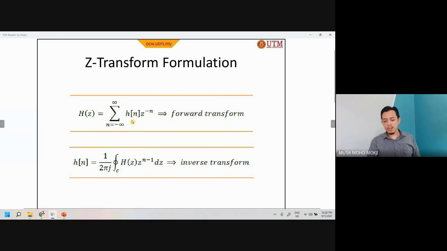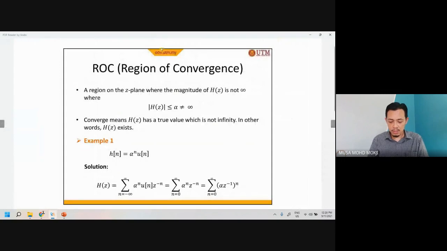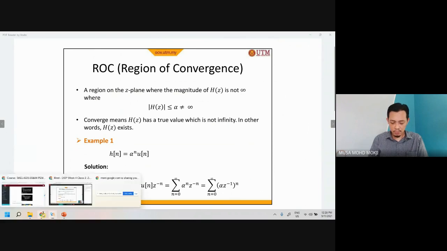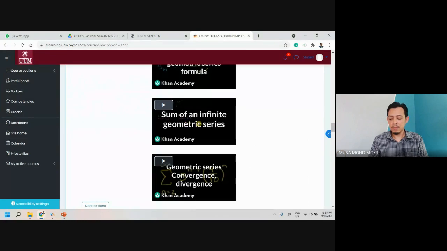And you can see that there's h[n] z to the power of minus n. And if you already watched the video, there's one term we call the common ratio. We're going to understand everything based on the common ratio. That's the formula. Let's do something. What is this? This is a region on the Z plane where the magnitude of H(z) is not infinity. And yes, we also have that when we do the sum of an infinite geometric series.